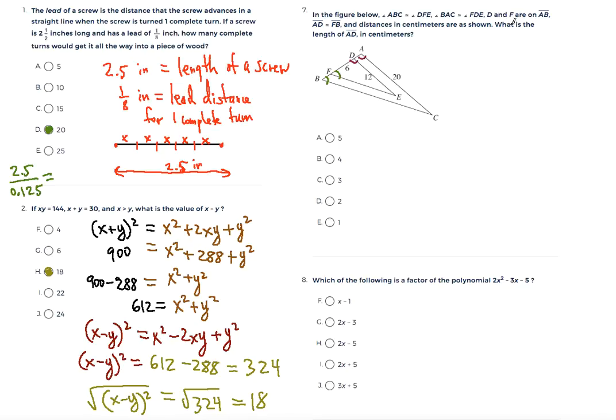Okay, and D and F are on AB, right? So D and F are on AB on the same line segment, and then AD is equal to FE, right? So these segments, let's mark them X's with a different color actually. Let's mark them X's. AD is X and BF is also X, and FD is 6, right? Distance is in centimeters. What is the length of AD in centimeters?